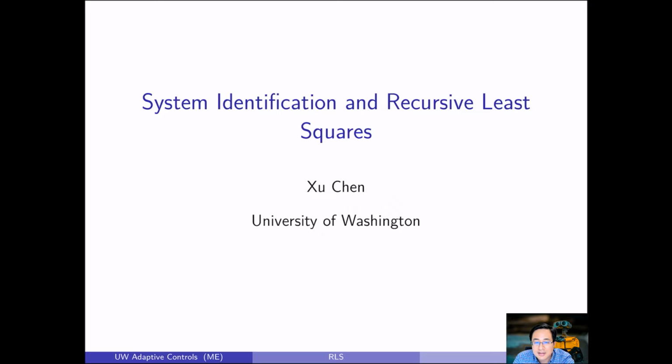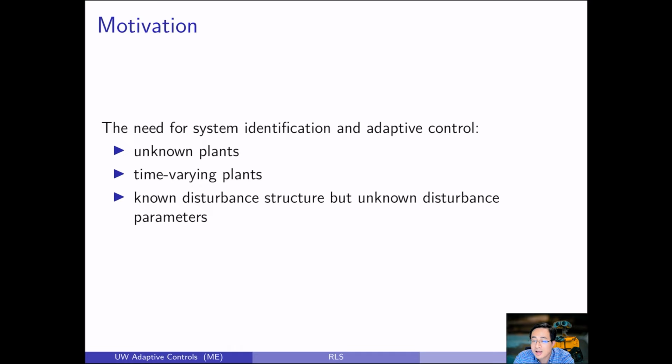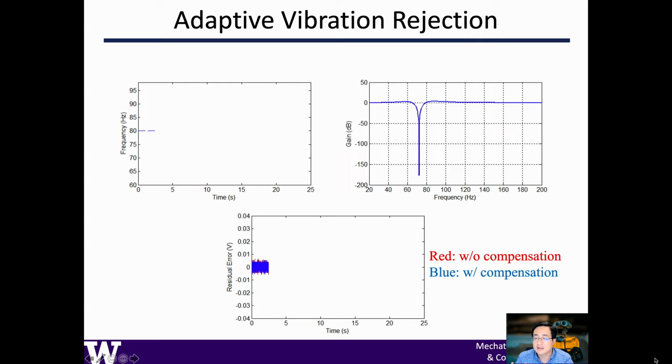Welcome to the class. As control engineers, you will encounter scenarios where the controlled plant is unknown or time-varying, or there are changing disturbances that cannot be compensated by a single PID or lead-lag controller alone. In these cases, system identification and adaptive control can be extremely powerful and can achieve things such as this and this.